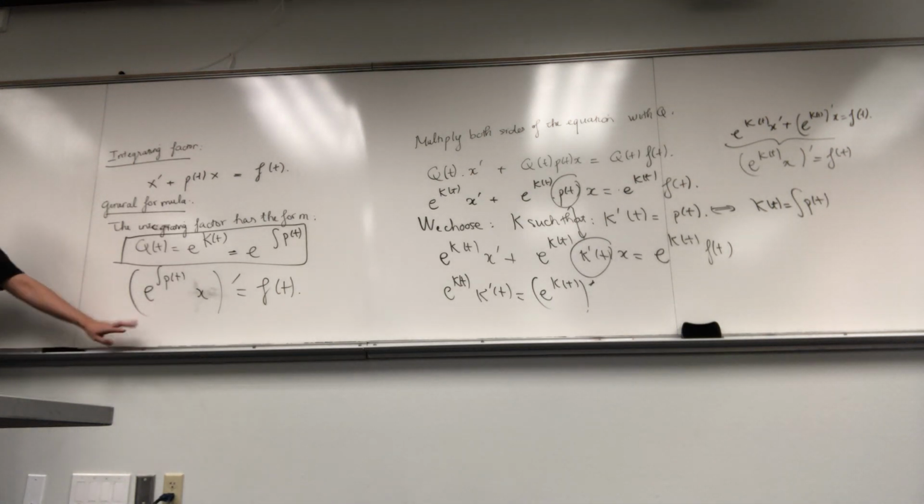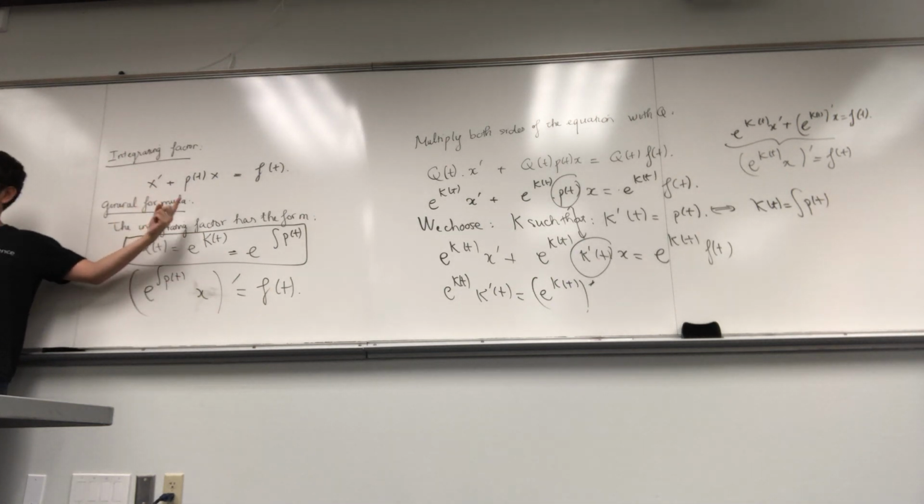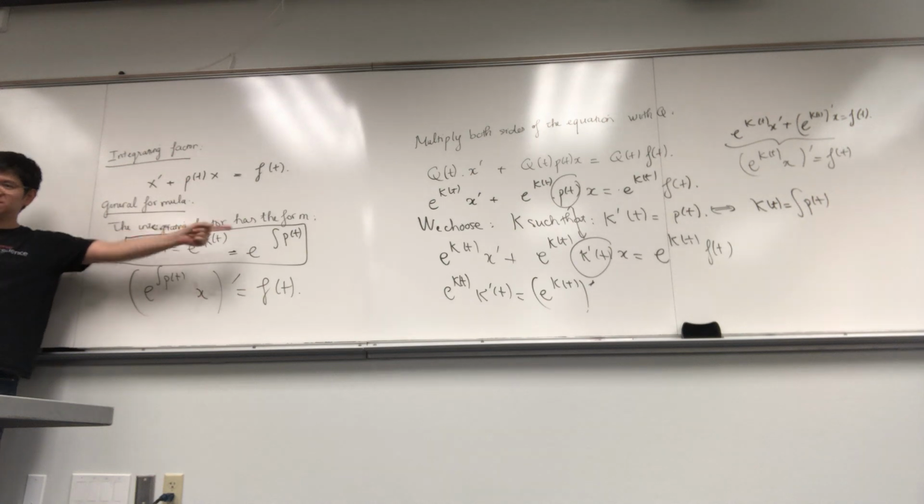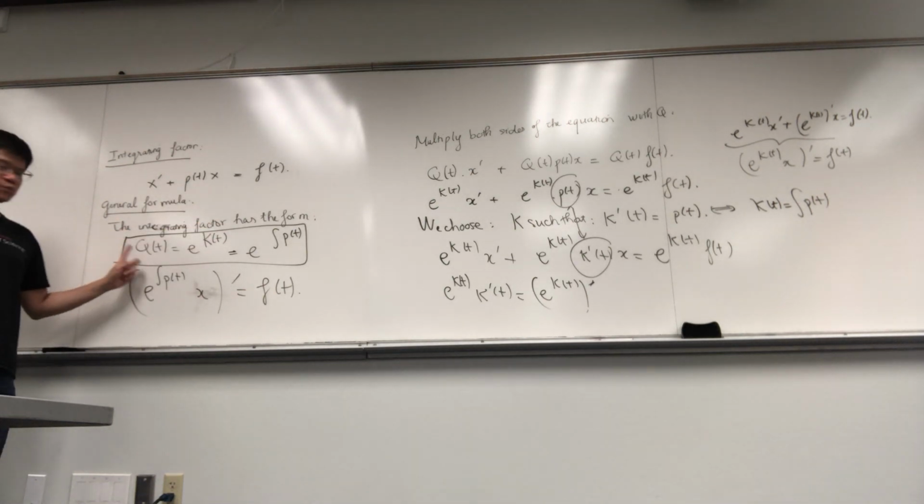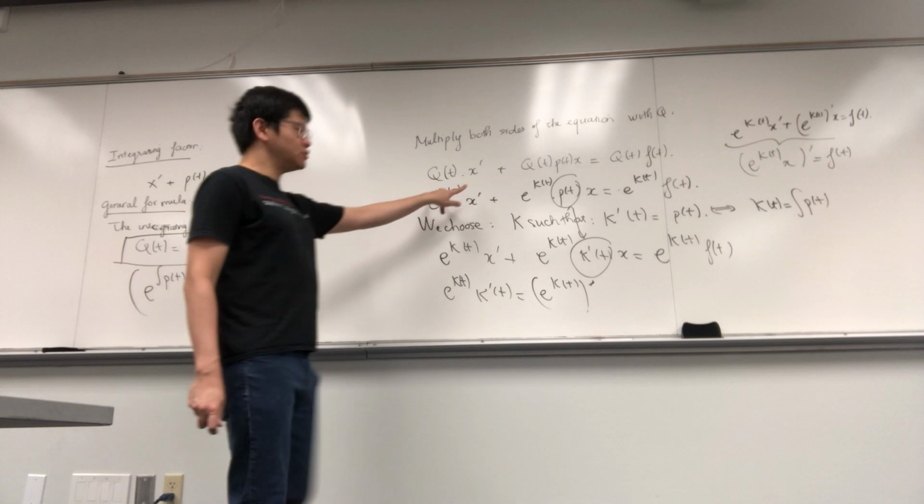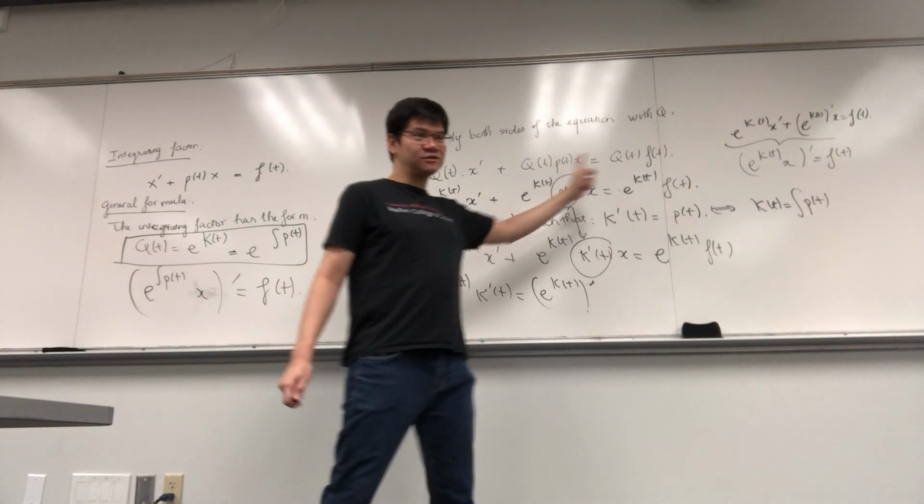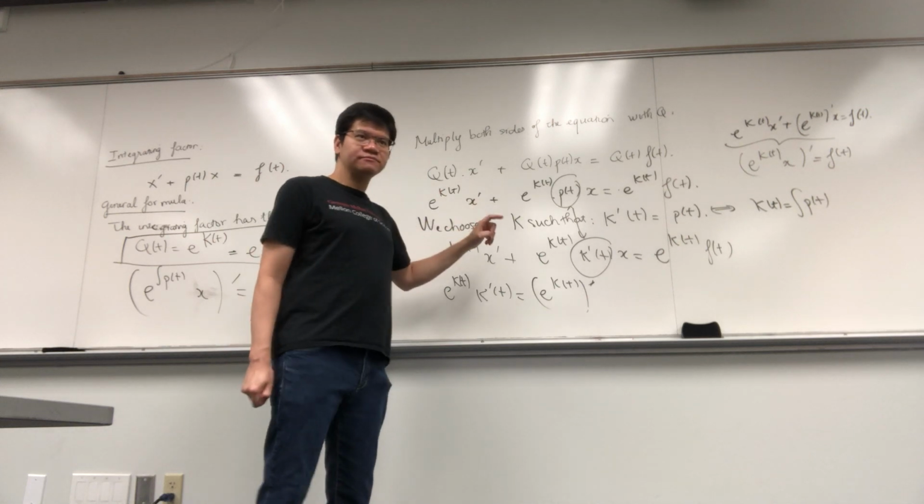Again, you have to solve the equation x prime plus p(t) x equals f(t). What you can do is multiply both sides with a factor q(t) to change it into this form. So how do we do it? When you multiply this q(t) to both sides of the equation, q(t) should be of the form e to the k(t).